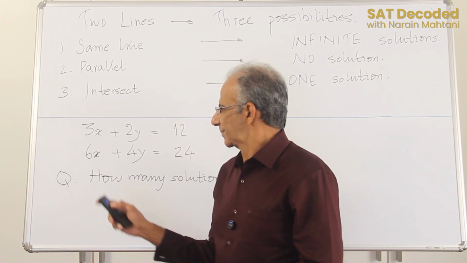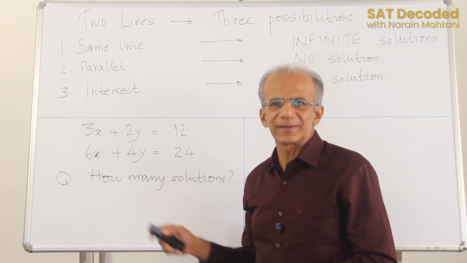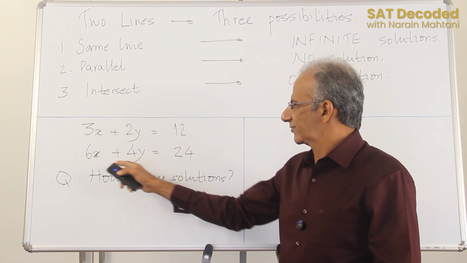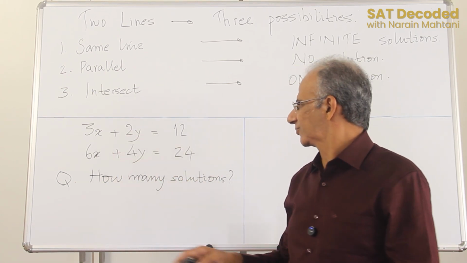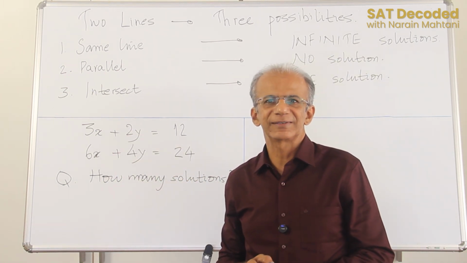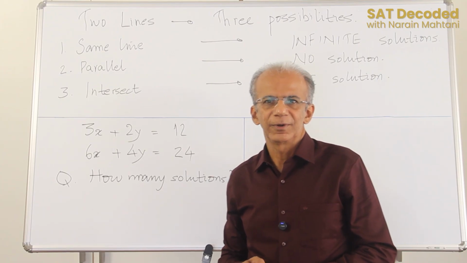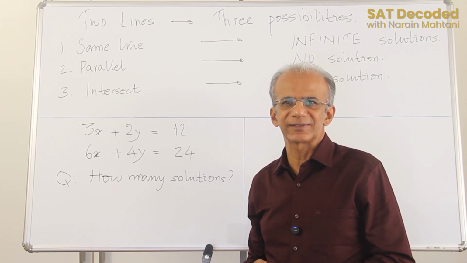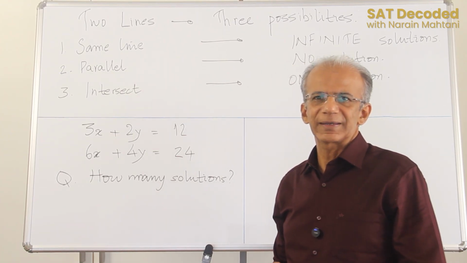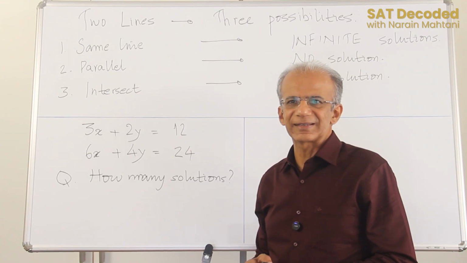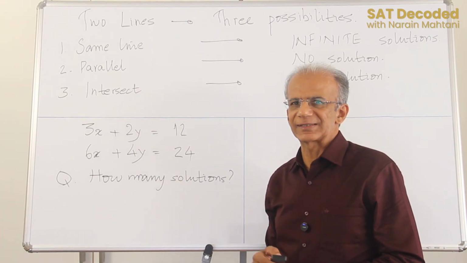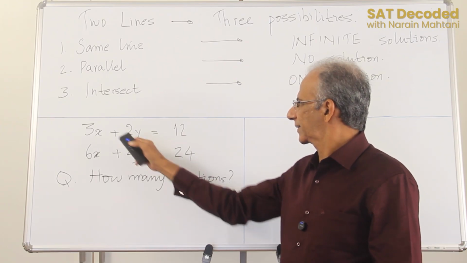Here is our first example, exactly as I posed it at the beginning of this video. 3x plus 2y equals 12, 6x plus 4y equals 24, and the question was, how many solutions? Now, before you reach for a pencil, I want you to just look at these two equations for a moment. Do you notice anything? Look carefully at the second equation. 6x plus 4y equals 24. Now look at the first equation. 3x plus 2y equals 12.